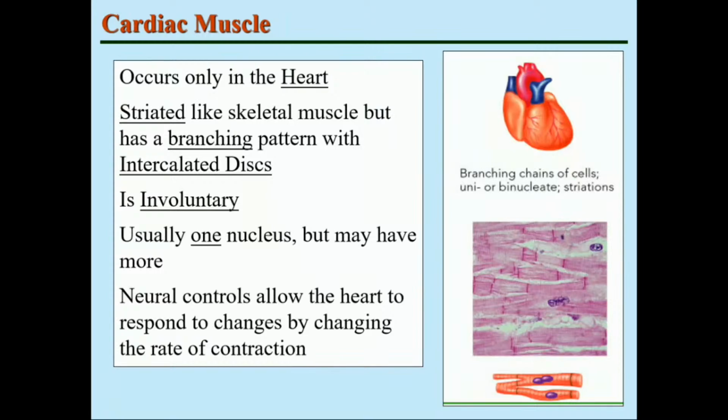Cardiac muscle present in the heart also shows striations, but these striations have branching patterns. As you can see over here, these are the branching patterns present in the striated muscles. Naturally, this is involuntarily controlled, it is not under voluntary control. Usually there is one nucleus, but there may be more. And the neural control allows the heart to respond to changes by changing the rate of contraction and the force of contraction. So whatever is the output of the heart can be altered by changing the heart rate as well as the force of contraction.